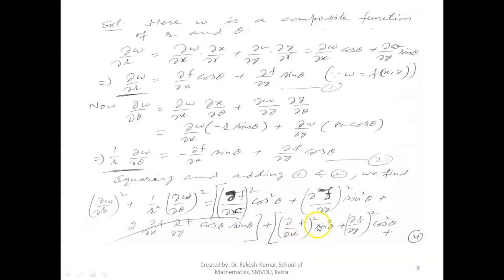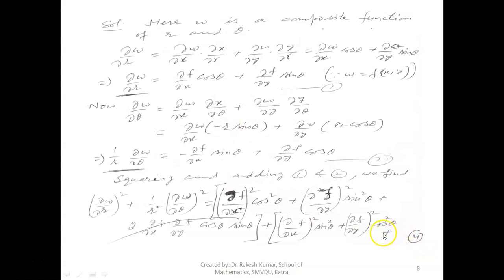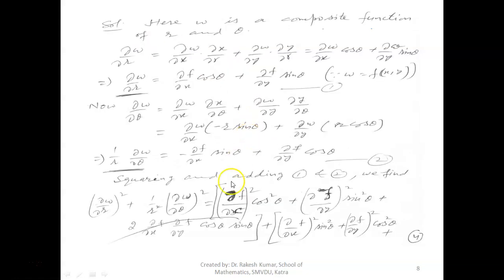And a square, this one whole square, sin square theta del y of f whole square cos square theta, and then minus of, not plus but minus of 2 times this one. So minus of 2 times this one cancels with plus this one, and we are only left with these two terms and these two terms.